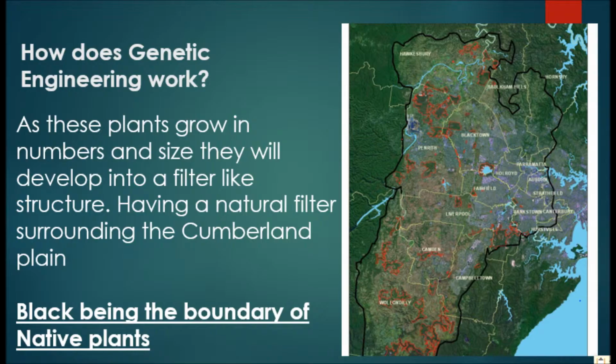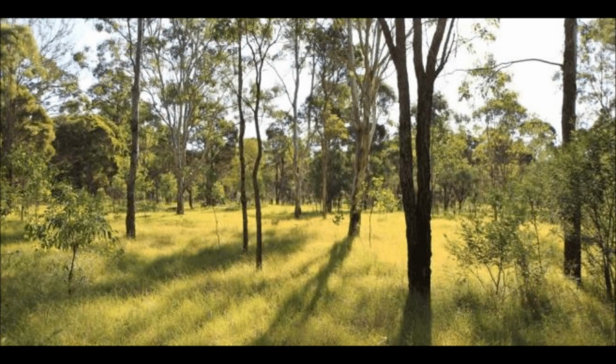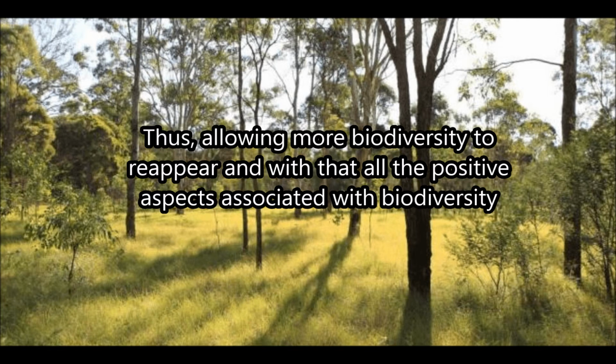Having a natural filter surrounding the Cumberland Plain would be highly advantageous, as it would theoretically prevent huge influxes of nitrate and phosphate ions carried in runoff from entering the woodlands. These ions contribute immensely to the prolific nature of invasive plant species in Australian woodlands, and cutting their supply off would dramatically impair many invasive species' ability to dominate the ecosystem, thus allowing more biodiversity to reappear, and with that all the positive aspects associated with biodiversity.